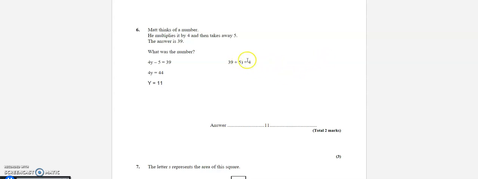This was step 1, so we're going to have to put that first. We're going to do that bit first. And then we would look at that as a sum on its own. So you could say 39 plus 5 gives us our 44. 44 divided by 4 equals 11. So there's 2 ways we can do that question.